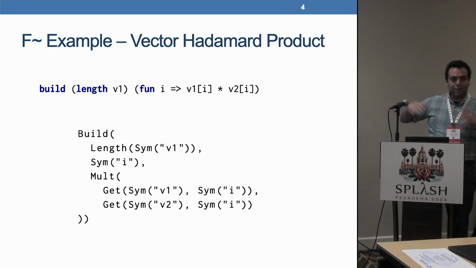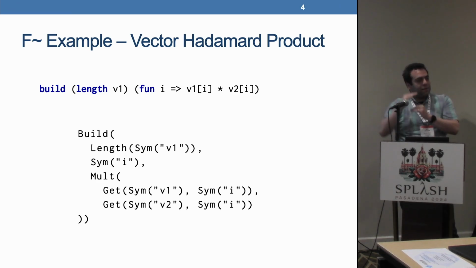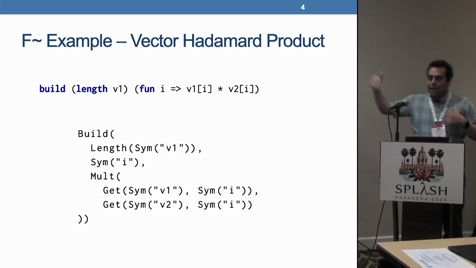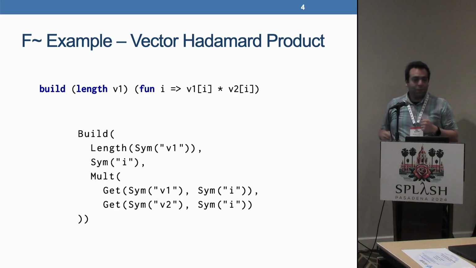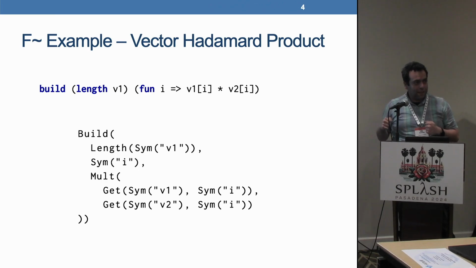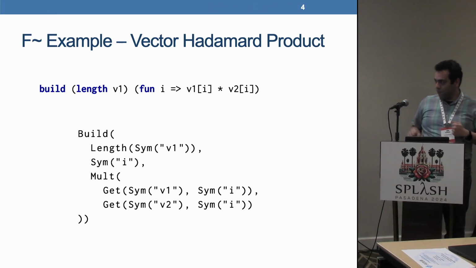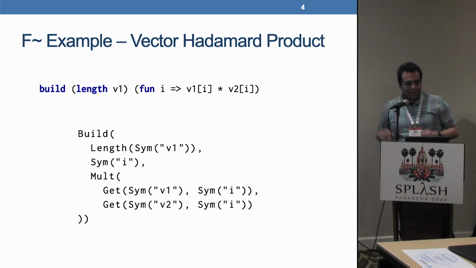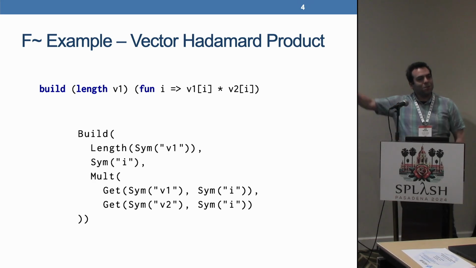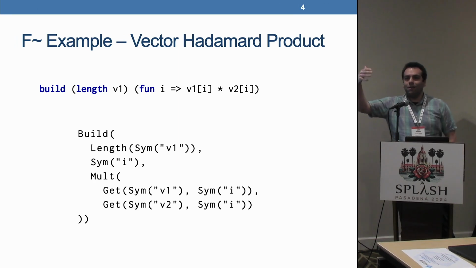You can see that at the top level, we have the build node. The first parameter of the build node is the length of a given symbol. Then the next one is the input to the lambda. And then we have a multiplication of getting the particular element. So this was the first part, which was how we can define a program, represent a program, and define a language inside Scala.